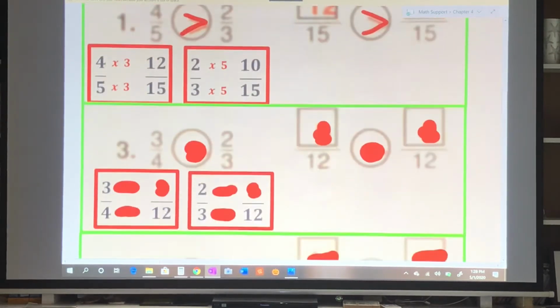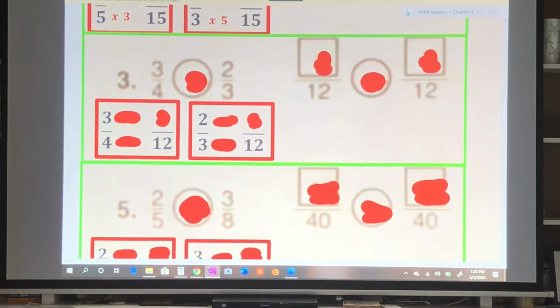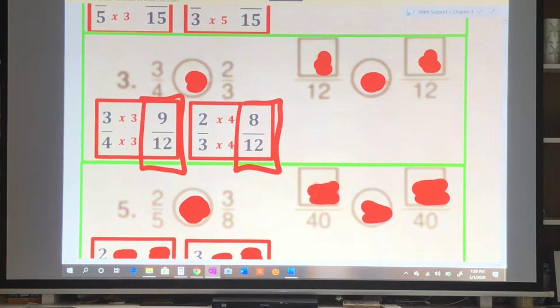Okay, on the next one, we've got 4 and 3. Well, 4 and 3 both go into 12. That's our common denominator. 4 times 3 is 12. The top times 3 is 9. 3 times 4 is 12. The top times 4 is 8. Now we're looking at 9/12 and 8/12. The bottom is the same. 9 is greater than 8. And therefore 3/4 is greater than 2/3. 0.75 and 0.66666. Yep, still bigger. Okay.